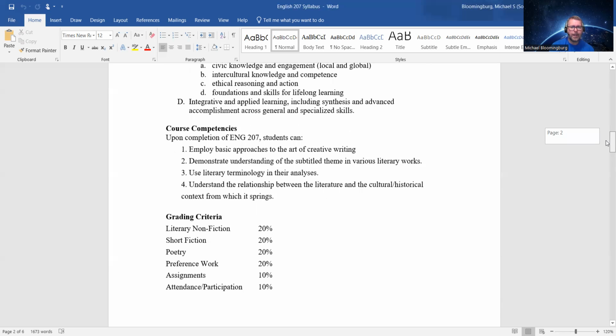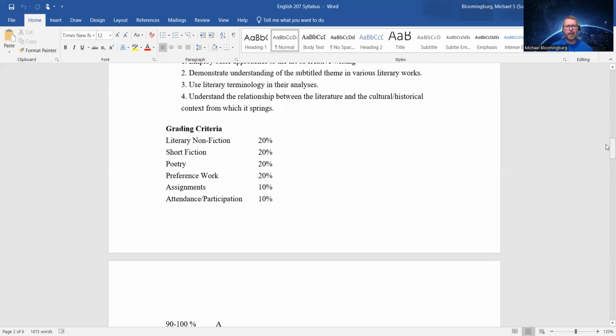Now, grading wise, you can see that we have sort of a larger piece of writing, and I shouldn't say the word larger, but we have an associated piece of writing with each genre that we're going to study in our class this semester.